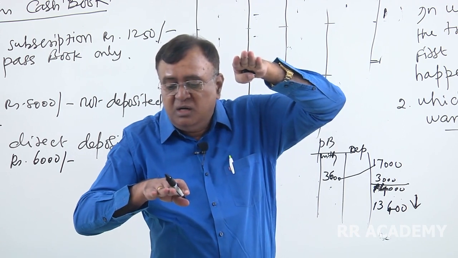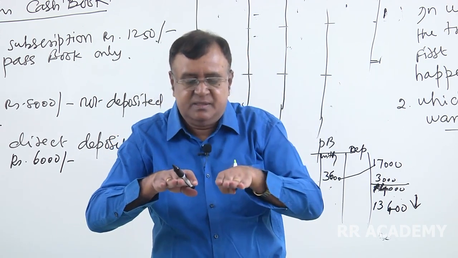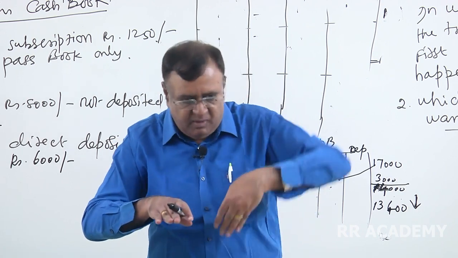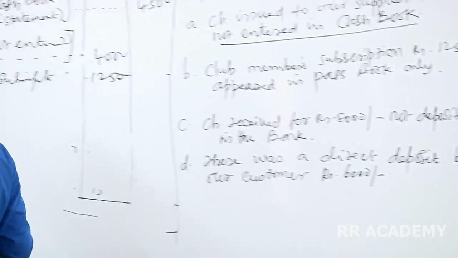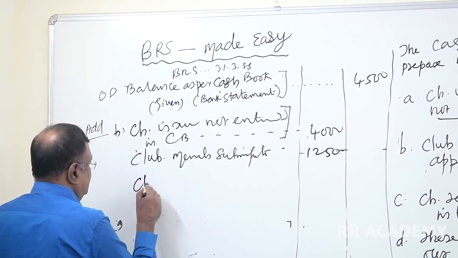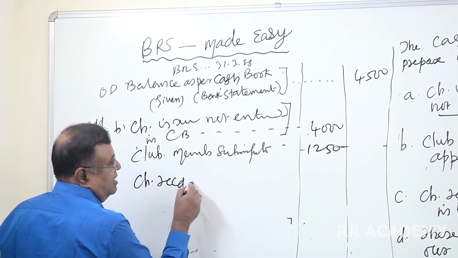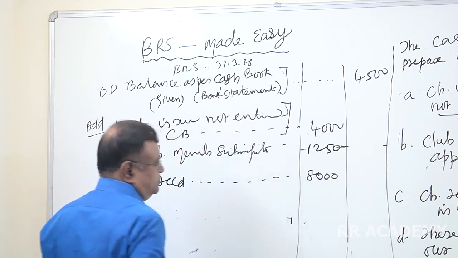Which book do you want? There, you want the passbook. Therefore, less. Because it is an overdraft problem, add. That is check received. Completely, you must write 8,000.